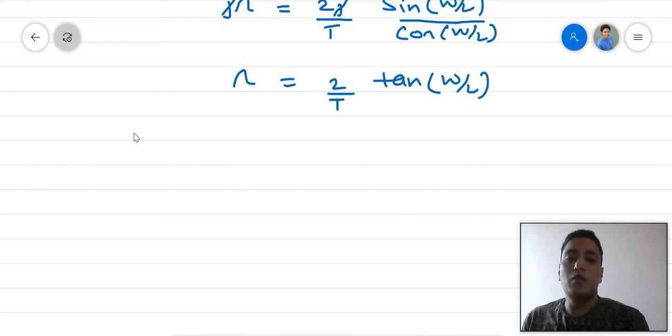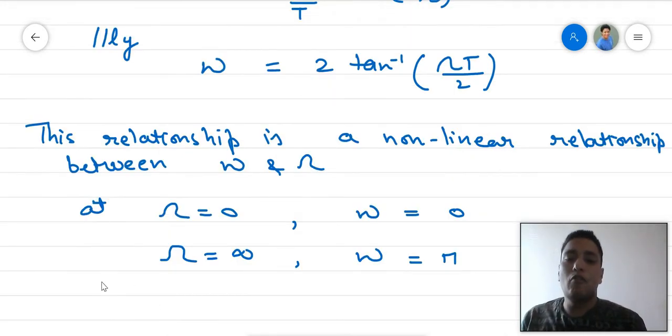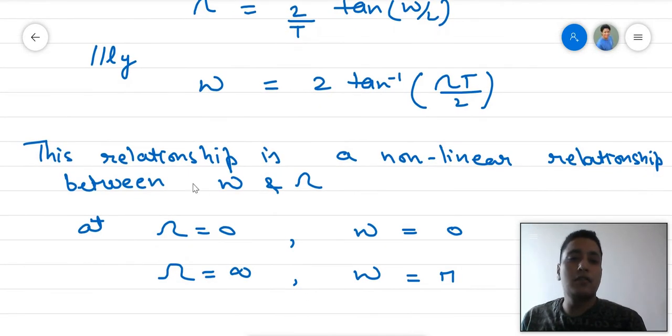We can similarly find that digital omega will be equal to 2 tan inverse of omega T by 2. The relationship we have obtained between analog frequency and digital frequency is a non-linear relationship. At analog omega equal to 0, digital omega will be equal to 0, as we can see from this relation. As analog omega goes to infinity, digital omega will be equal to pi.